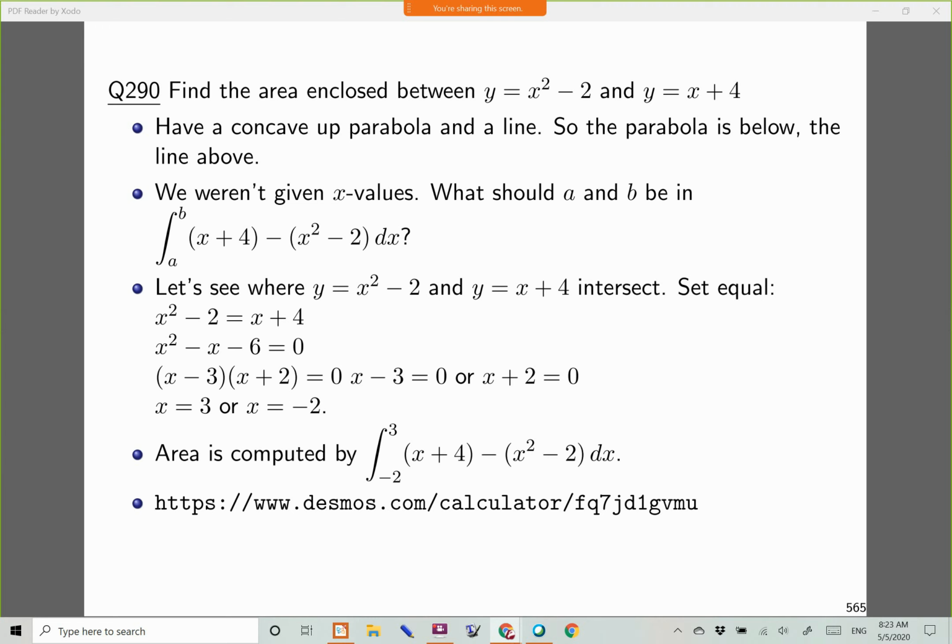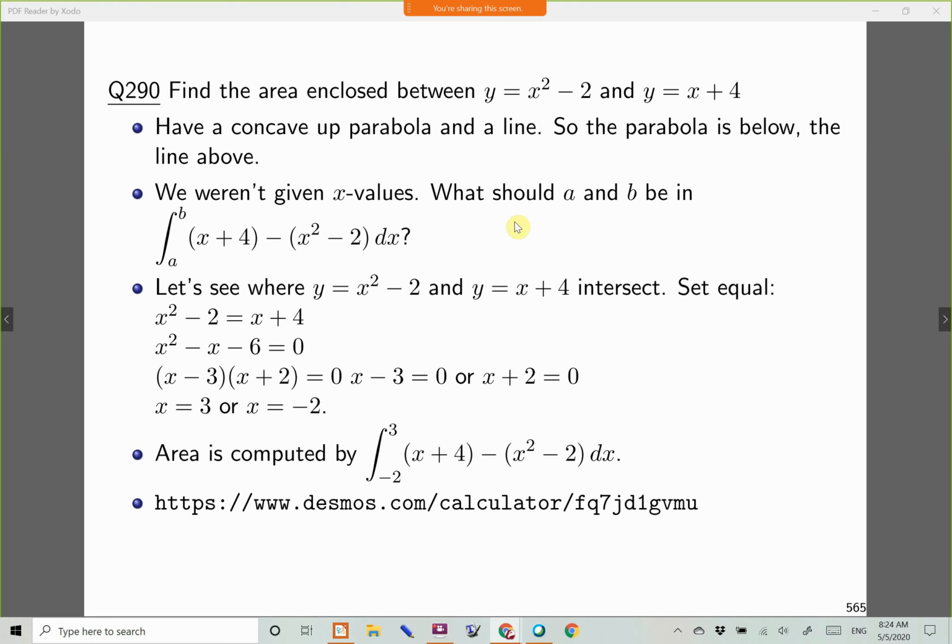So let's demo that. What I have on the other window that I'll slide over here is y equals x squared minus 2. I have y equals x plus 4. I shaded the region that we need in blue. And then I picked two random x values called a and b. Now, of course, we know from having solved the equation that the two correct x values we need for the integral are negative 2 and positive 3. But let's just say we didn't know yet.